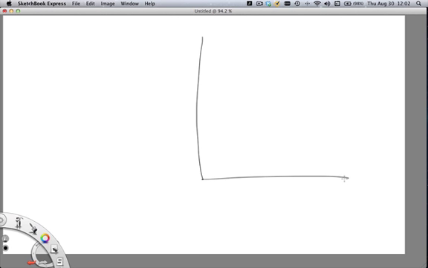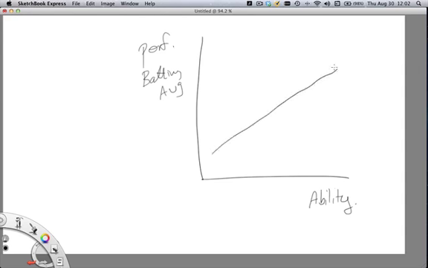I'm going to draw a little graph. Let's say that this is your performance. In the case of the Rookie of the Year example, it's the batting average. And let's say that your performance is a function of your ability. Moreover, let's say that there's a positive association between your performance and your ability. So people who have more talent will perform better. People who have less talent will perform not as well.